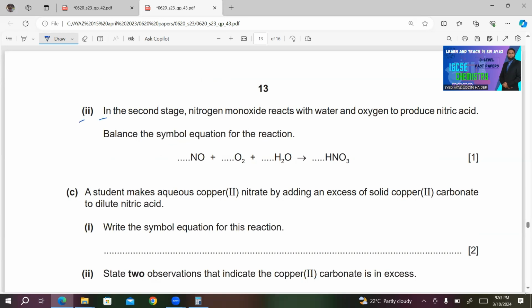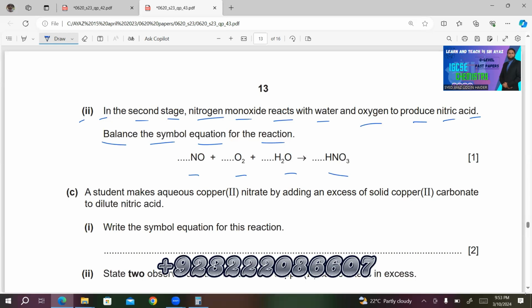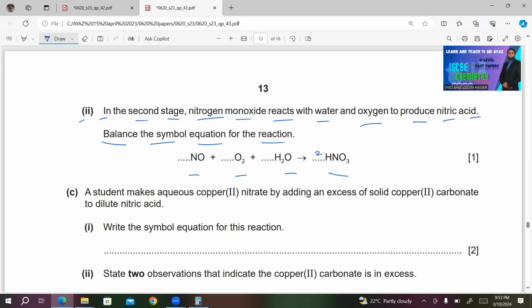Number 2, in the second stage, nitrogen monoxide reacts with water and oxygen to produce nitric acid. Balance the symbol equation for the reaction. Here's the equation. We have the reaction between NO plus O2 plus H2O gives HNO3. In order to balance the number of atoms of each element, first we'll start with 2. Let's place 2 before HNO3. Hydrogen is balanced. What about nitrogen? I will place 2 here.